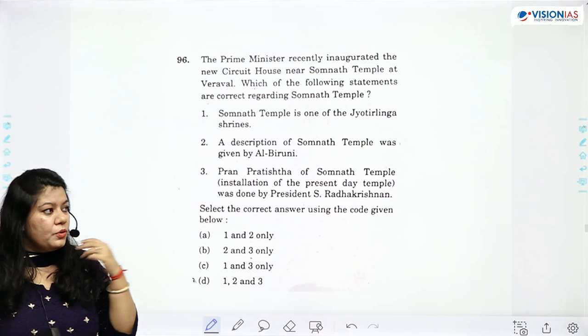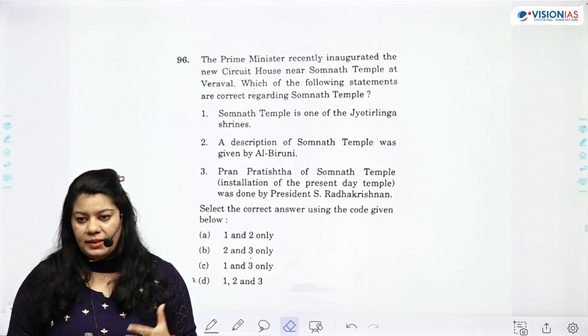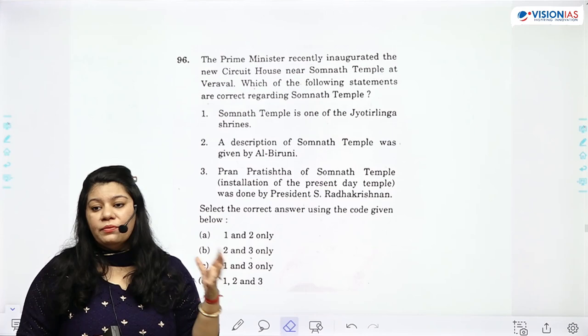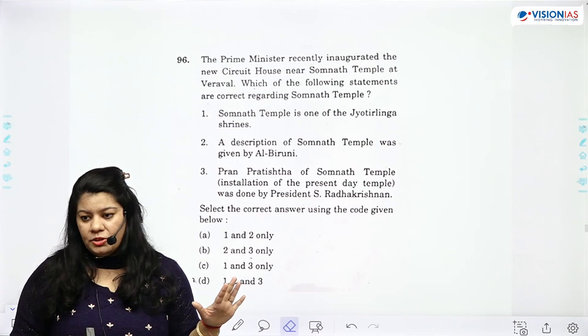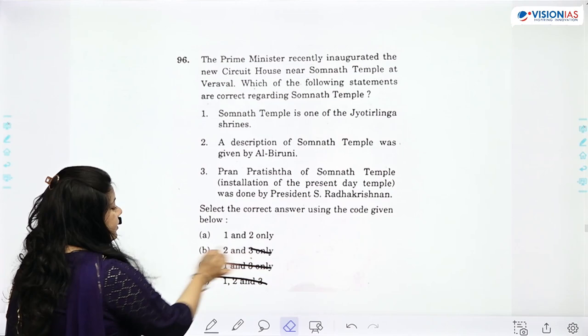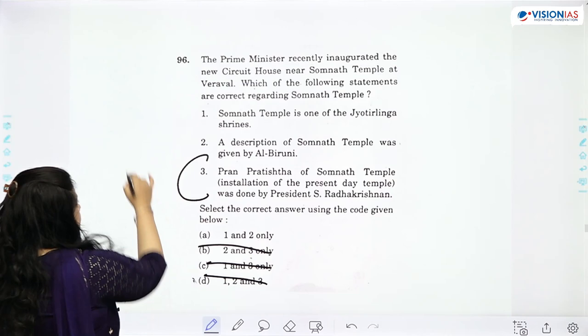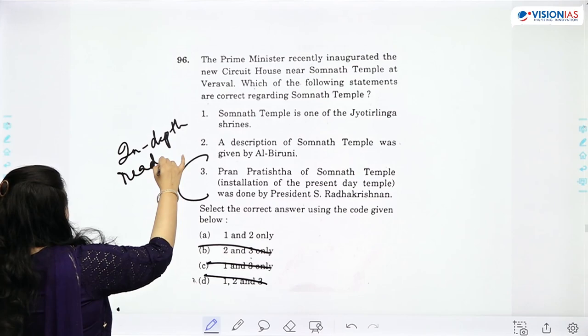So many editorials at that point of time justified his act by saying that for Somnath Temple, in 1951, the Pran Pratishtha was done or installed by the president. And at that point of time, the president was not S. Radhakrishnan, but Rajendra Prasad. And if you see the options, you eliminate three, you arrive at the answer, right? So this again requires in-depth reading of newspaper. So there is a question, no? That how do we prepare culture and history?